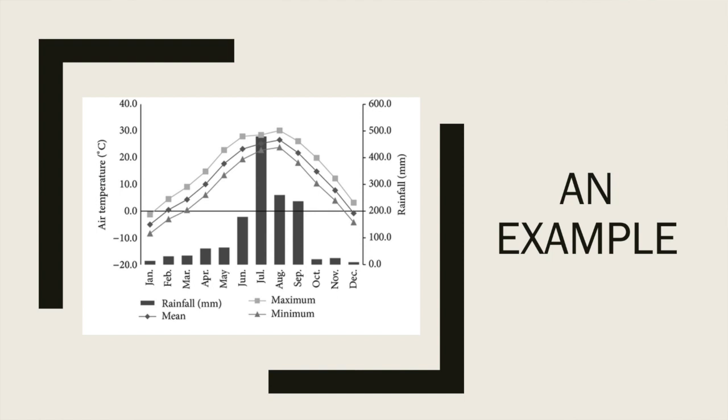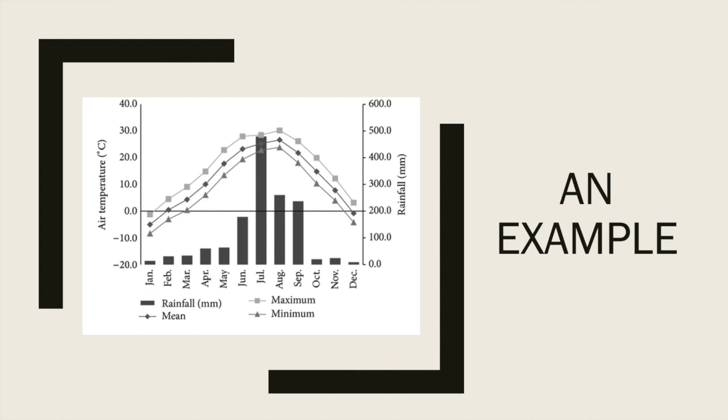So I can see that in July, they get most of their rainfall and that it's their hottest time, so obviously that's when summer is. Clearly this is a country in the northern hemisphere, not in the southern hemisphere, because they've got their summer in July. I can also see here that they get very little rainfall in January and December, but it's also very cold.